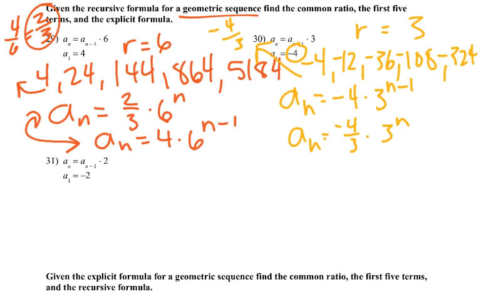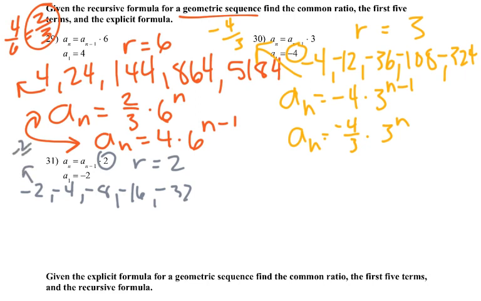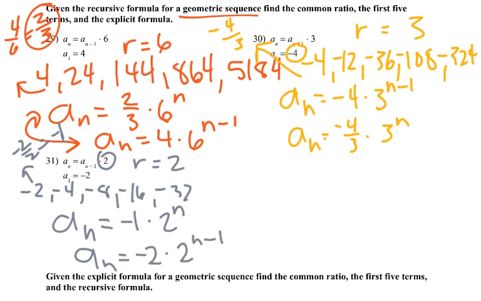Okay, then 31. My growth, r equals 2. Okay, starting at negative 2, negative 4, negative 8, negative 16, negative 32. Could go back, negative 2 divided by 2 would equal negative 1, so that's a little bit easier. So I could go a sub n equals negative 1 times 2 to the n, or a sub n equals negative 2 times 2 to the n minus 1. Once again, either one works.